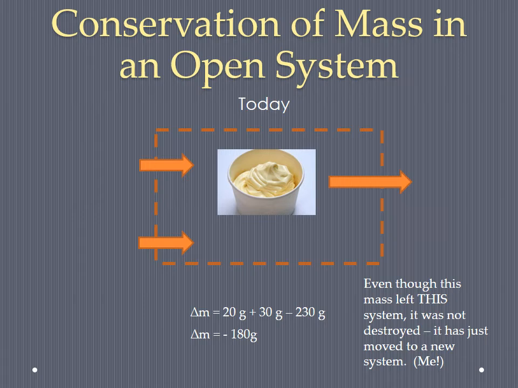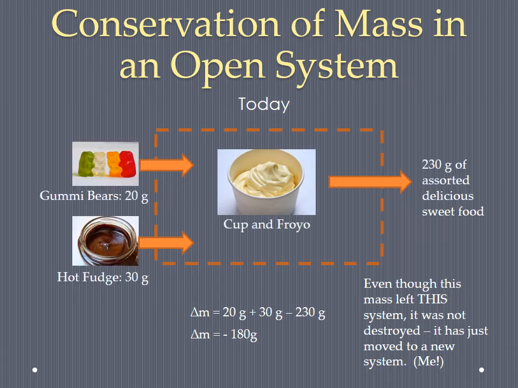Now, I'm not sure exactly how much mass is in this frozen yogurt, but I do know that I'm going to add 20 grams of gummy bears and 30 grams of hot fudge. Delicious. Now, after I add those in, I take my spoon and I shovel out 230 grams of assorted, sweet, delicious froyo, gummy bears, and hot fudge and gobble it down.